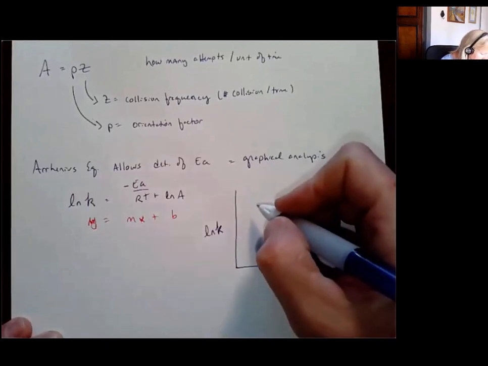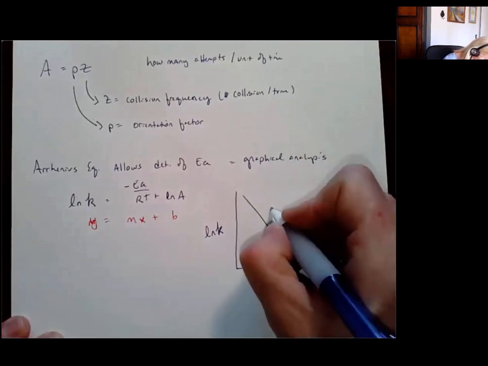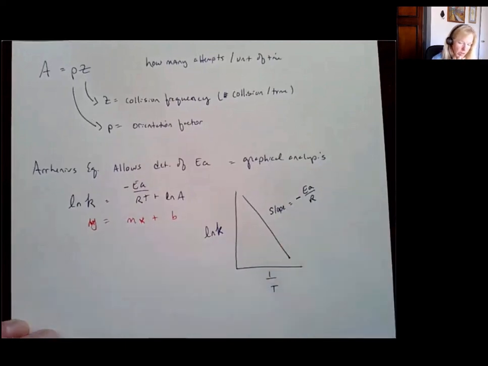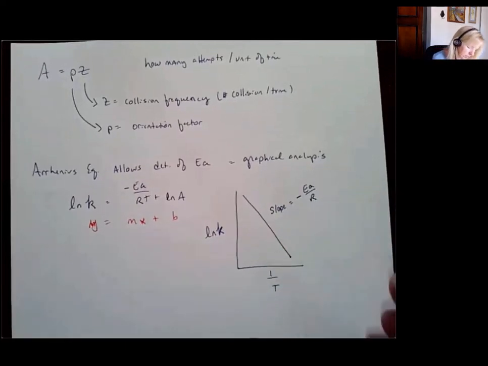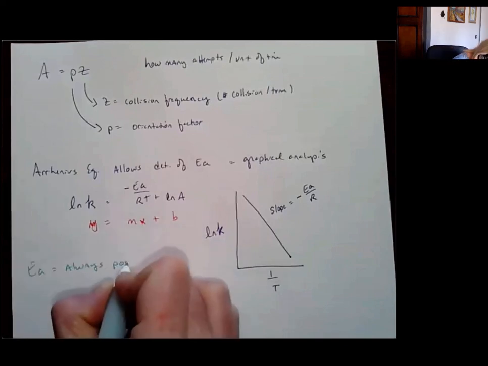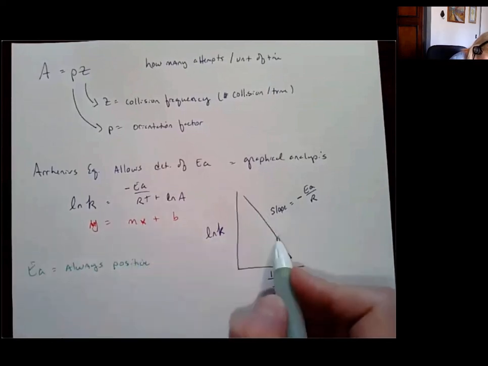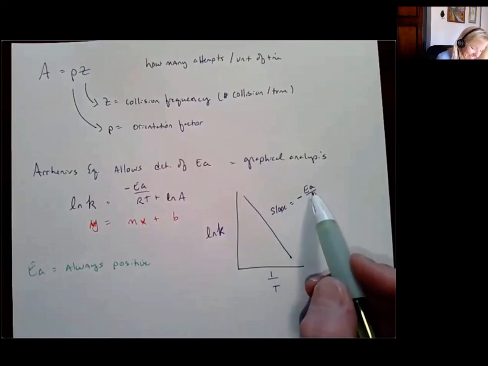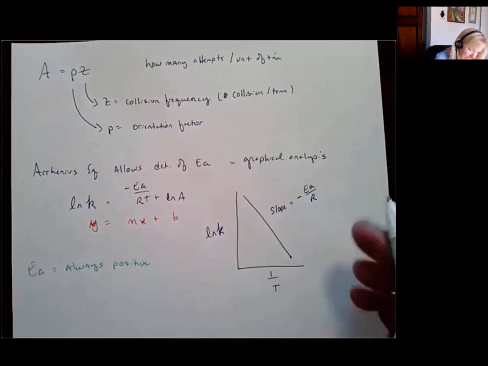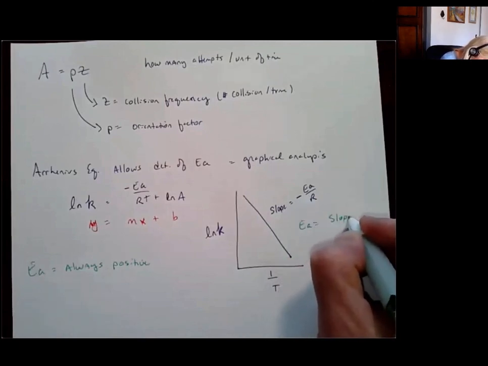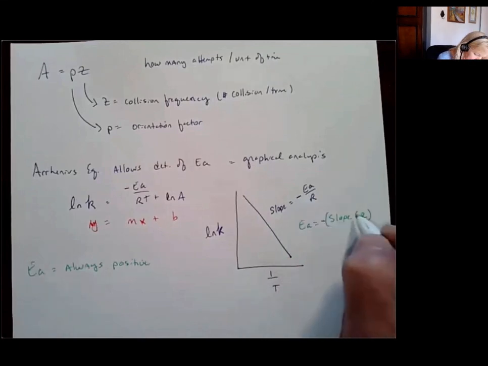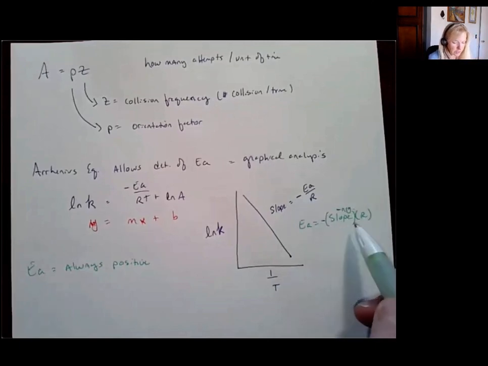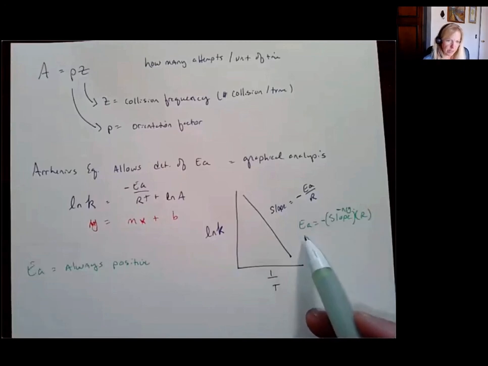And then I have a negative slope. The slope of this is negative the activation energy divided by R, and R is a constant. Activation energy is always going to be positive, so you're going to take the negative of the negative slope, and that gives you EA divided by R. So to get EA, you take the slope and multiply it by R. Remember, your slope is going to have a negative value, and a negative of a negative is a positive, so that's going to give you your activation energy.